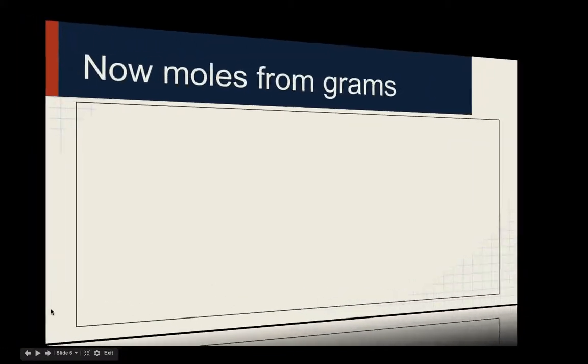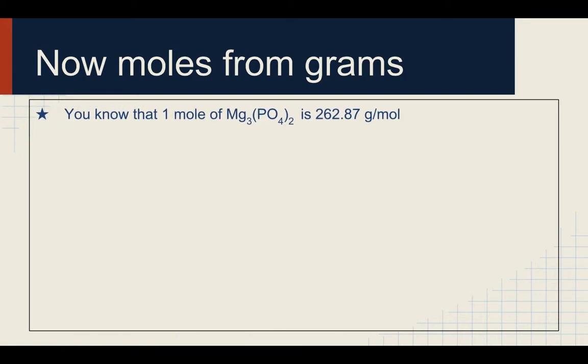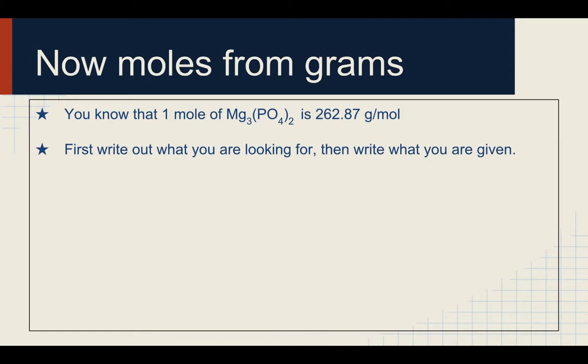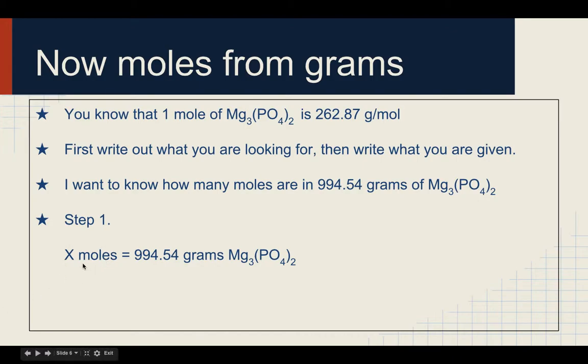Okay? So now, moles from grams. It's the exact opposite. Again, I know that I have 262.87 grams per 1 mole. First, write out what you're looking for, then write what you're given. So this time, I want to know how many moles are in 994.54 grams of magnesium phosphate. Again, step 1, a little different because now I'm looking for moles. But my given is still here, so it's still what I want and then what I have. That does not change in any of these problems.